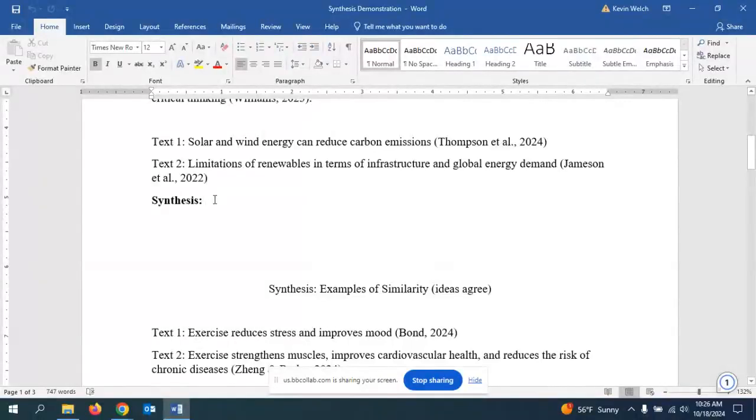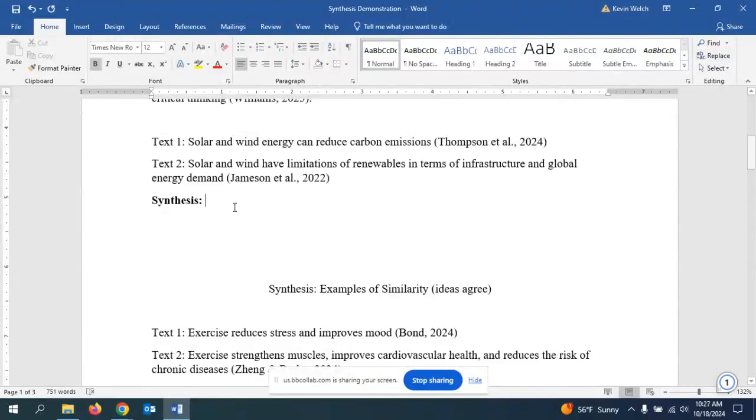Okay, so take a moment and look at this one. Notice there's no synthesis example here. So it says solar and wind energy can reduce carbon emissions. That's from that person. And limitations of renewables in terms of infrastructure and global energy demand. Or sorry, it should say that solar and wind have limitations. My bad. So we have two different ideas here. How do I combine them together?